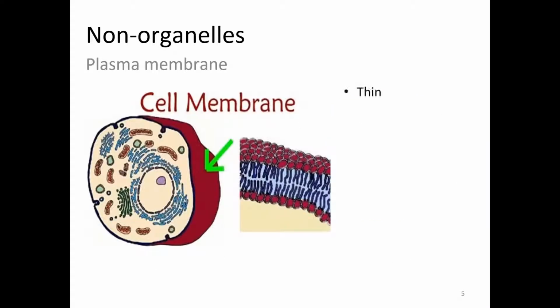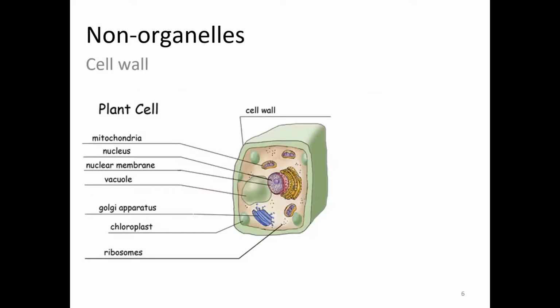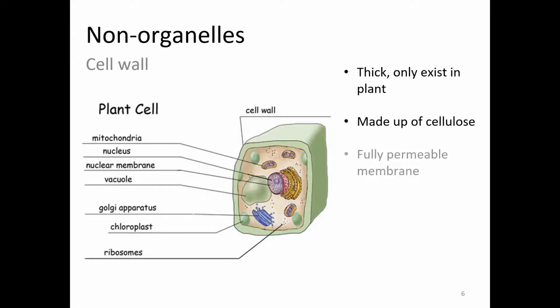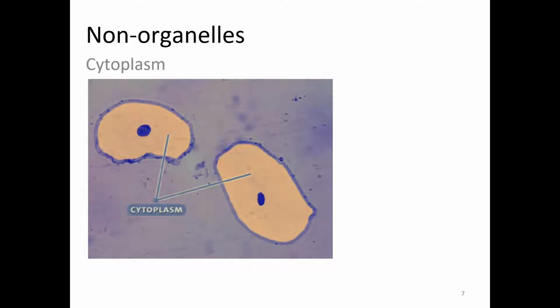Plasma membrane is a thin and semi-permeable membrane. Its function is to control the movement of substances in and out of the cell. Cell wall is thick and only exists in plants. It is made up of cellulose and it is a fully permeable membrane. Its function is to maintain the shape and provide support to the plants.